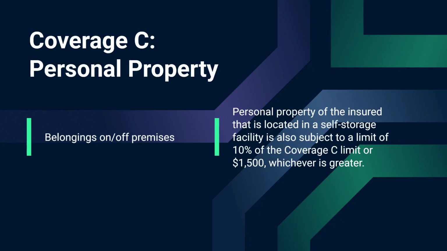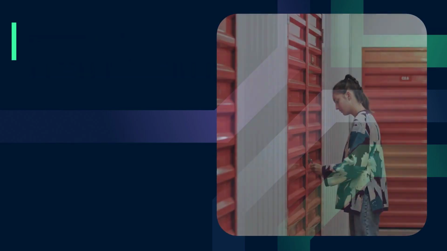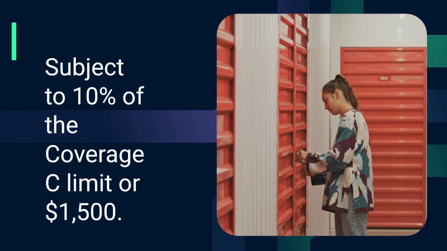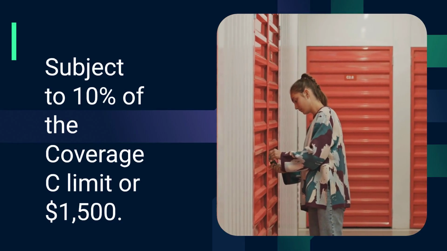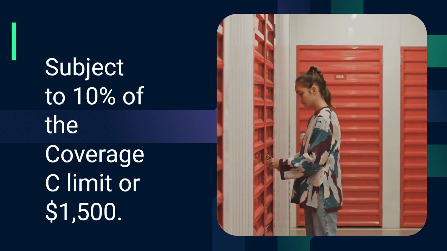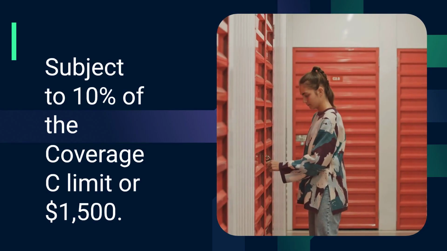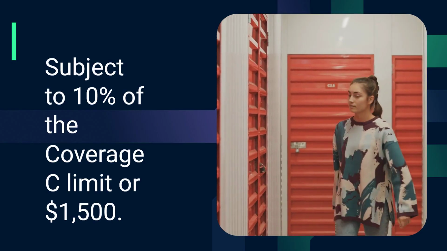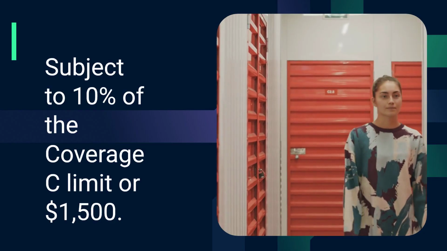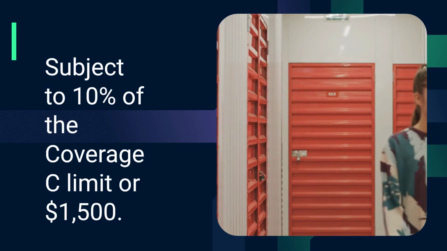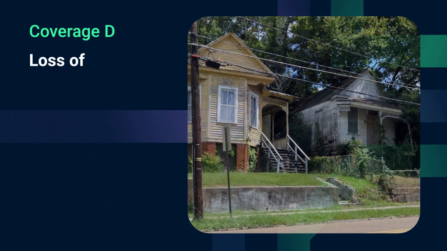Coverage C, personal property. This differs from DP coverage C because most dwelling policy insureds don't live at the property full-time. The HO version covers personal property on the premises or in a self-storage facility. Exam hint: many insureds use self-storage facilities, so it is of utmost importance that you know the limits of coverage for an insured's property that is located within a self-storage facility. Personal property of the insured that is located in a self-storage facility is also subject to a limit of 10% of the coverage C limit or $1,500, whichever is greater. Coverage D, loss of use, additional living expense, fair rental value, civil authority.